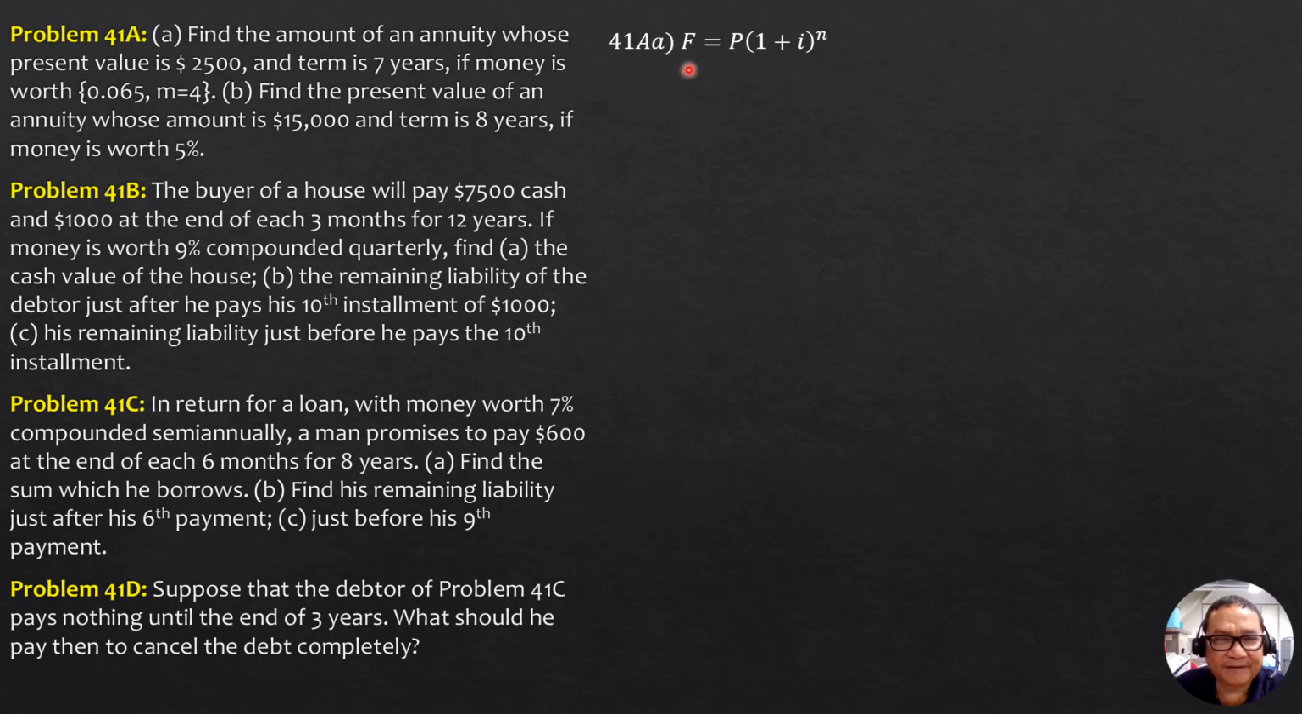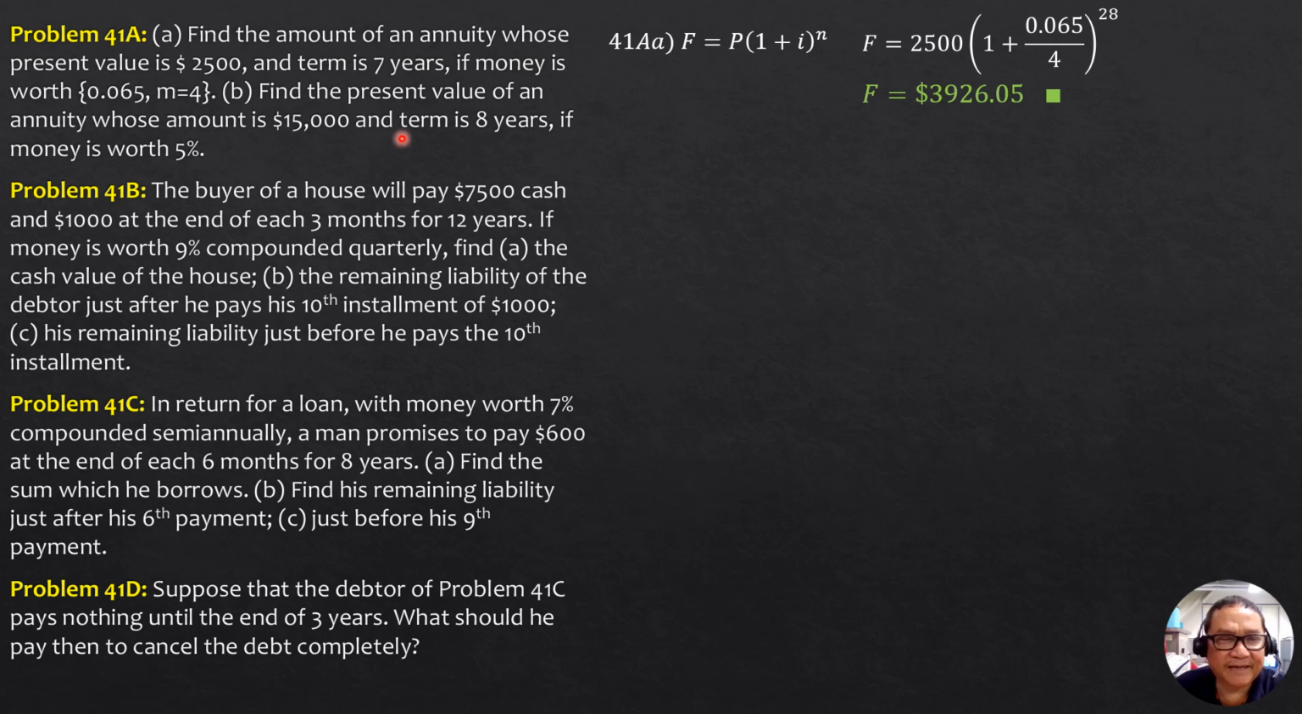So F, the amount of an annuity, is the future worth. It is equal to $2,500 times quantity 1 plus 0.065 over 4 raised to 28. And that is equal to $3,926.05.